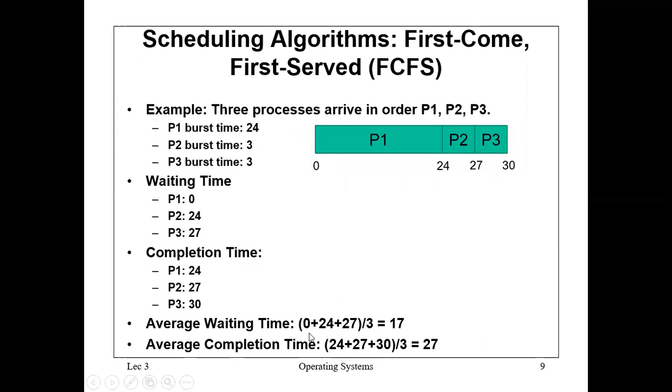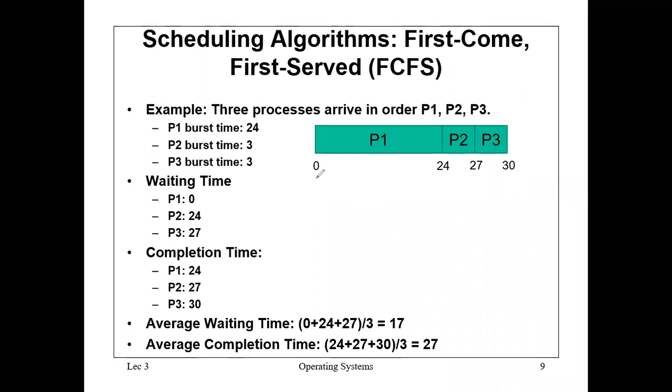So what is a Gantt chart? A Gantt chart is basically a picture like this, where we use a timeline to show when a process came, when it got the CPU, and when it was taken back. This Gantt chart means that at time 0, P1 got the CPU, and at time 24, P2 got the CPU. At time 27, P3 got the CPU until 30. So it shows when a process gets the CPU and when the CPU switches to another process.